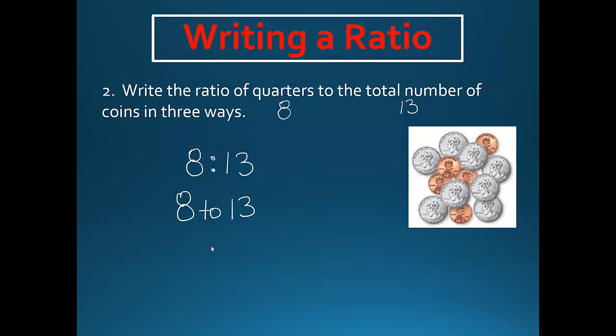And our third way was by using a fraction. The number of quarters, 8, would be in the numerator, and the total number of coins would be in the denominator, which was 13. Again, we read this fraction as 8 to 13.